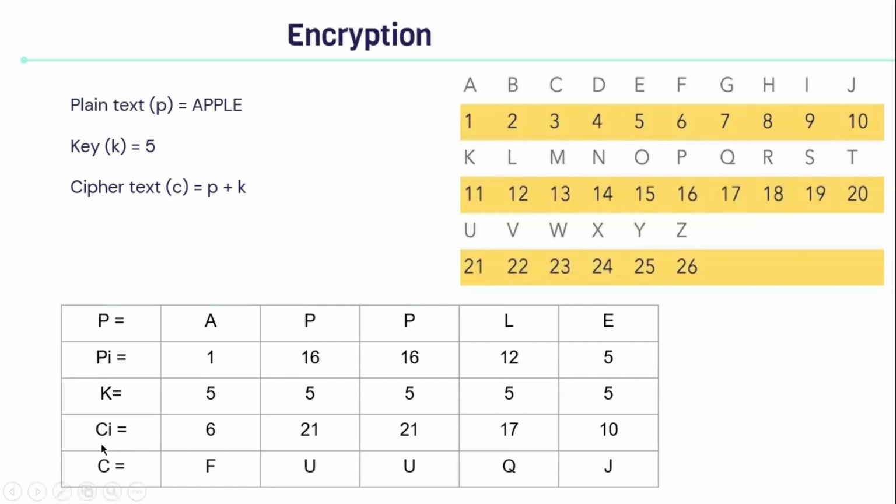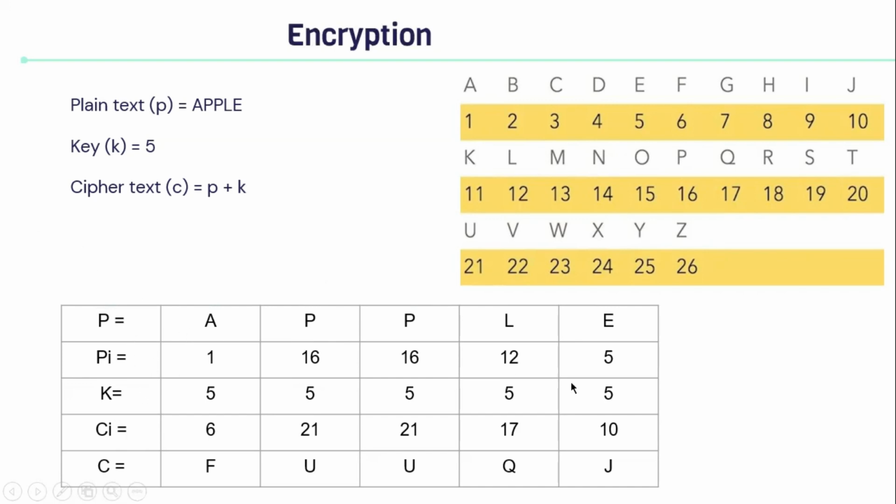Then we have to find out the CI, which is the summation of PI and K. So for A, the PI, the index value, is 1 and the key is 5. So the CI would be 6. For P, it will be 21. For L, it will be 17. For E, it will be 10. So the index value of F is 6. So the ciphertext for A would be F if the key is 5.